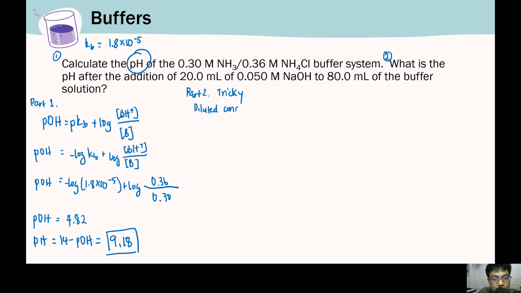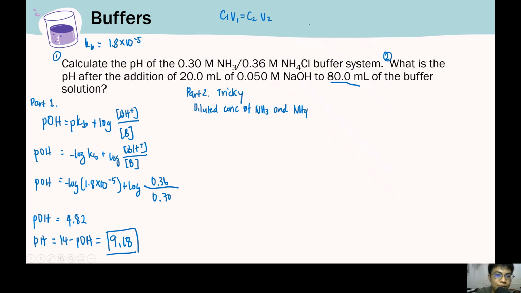Diluted concentration of NH3 and NH4. Now, kunin muna natin diluted concentration. And what equation will we use? Okay, so the C1V1 equals C2V2. What's our V1? Ayun yung sinabi na 80 ml. Yun yung volume daw ng buffer eh.